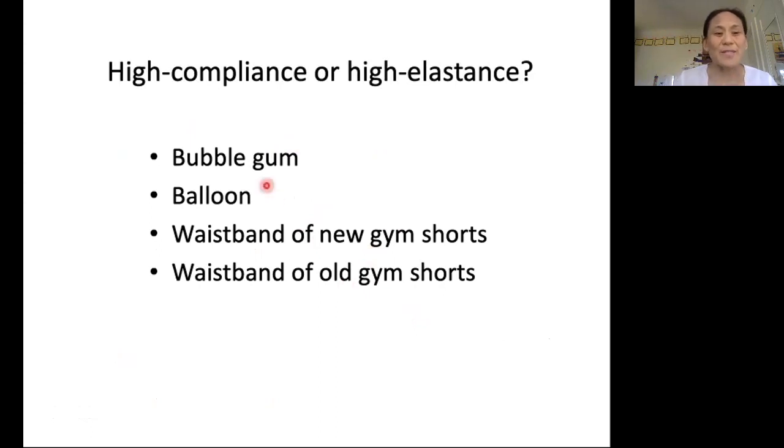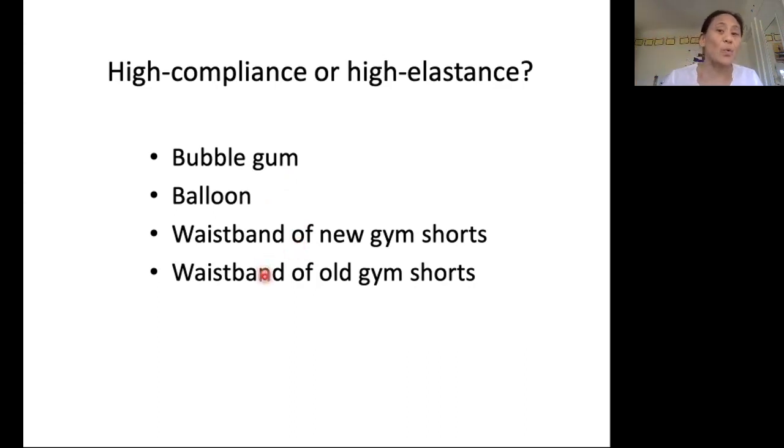Okay, so let's go over these. Bubblegum is high compliance. It's easy to stretch outwards. A balloon is going to be high elastance. It springs back easily. The waistband of your new gym shorts is going to be high elastance. It's a little hard to stretch initially and it'll spring back easily.